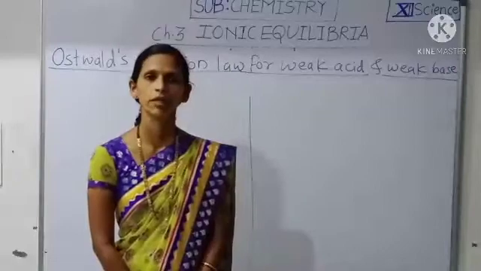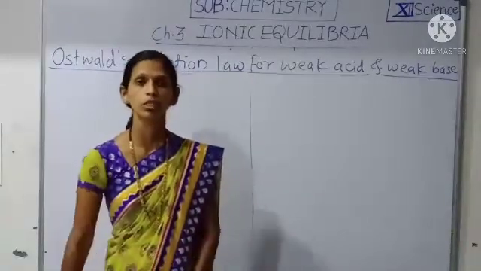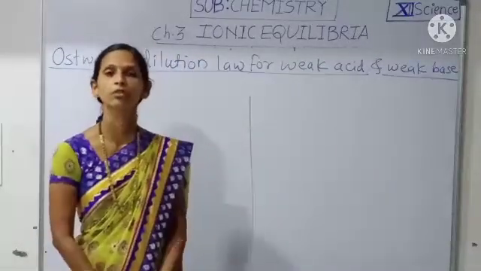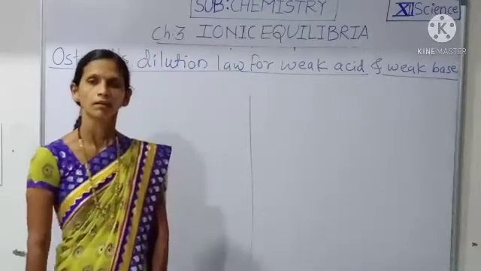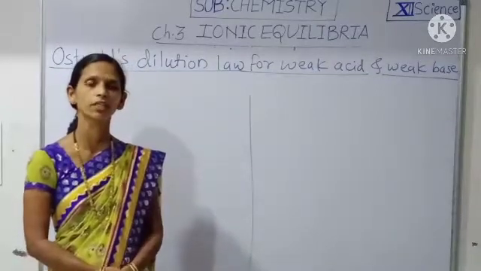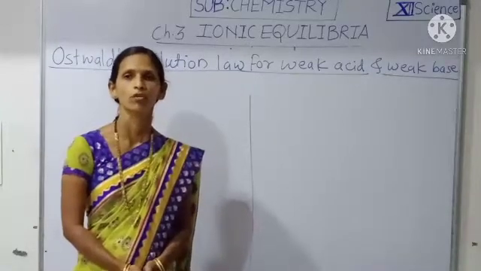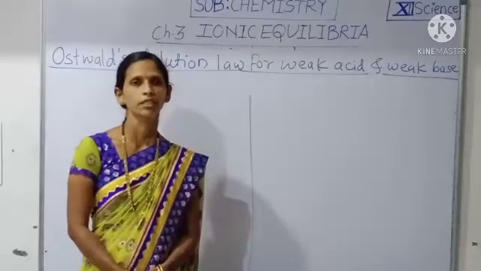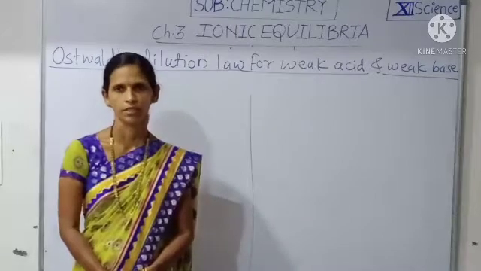Hello students, in the previous lecture we have studied the dissociation constant of a weak acid, that is Ka, and the dissociation constant of a weak base, that is Kb. We have also already studied the different theories or concepts of acid and base: the Arrhenius theory, the Lewis theory, and the Bronsted-Lowry theory of acid and base.